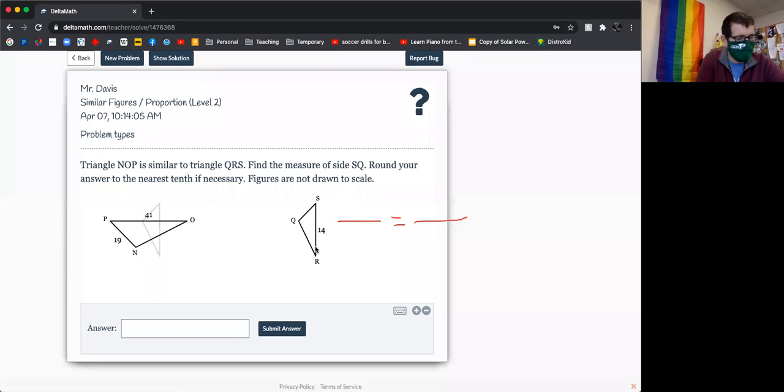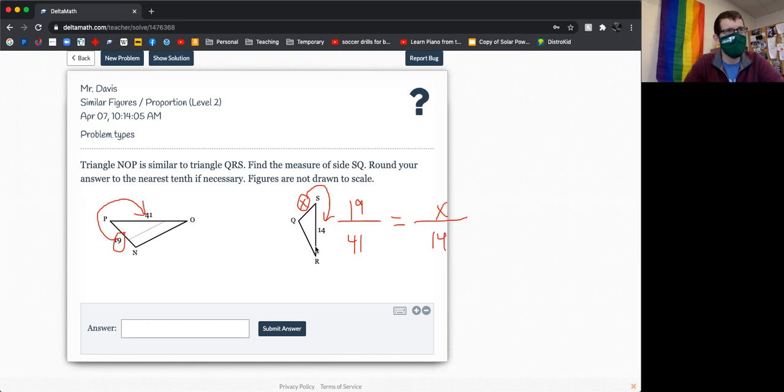So I'm going to make this a within figure ratio. So 19 over 41, notice I'm going from the smaller side to the bigger side here, equals, well, what corresponds here is my x's right here, corresponds to the 14. So it's going to be x over 14.